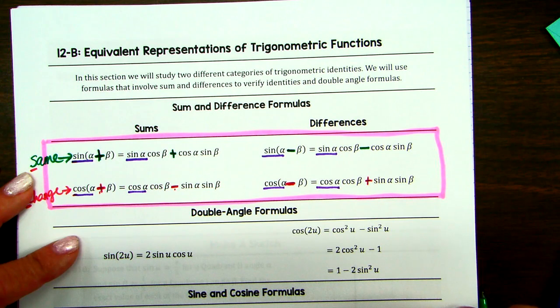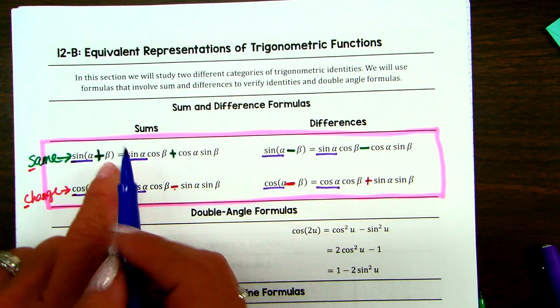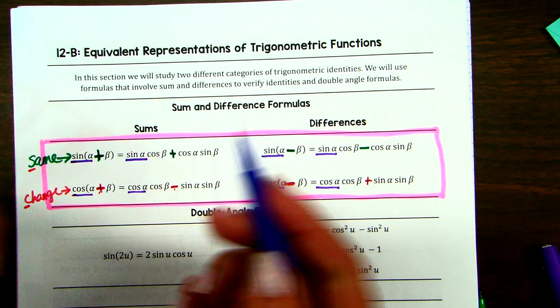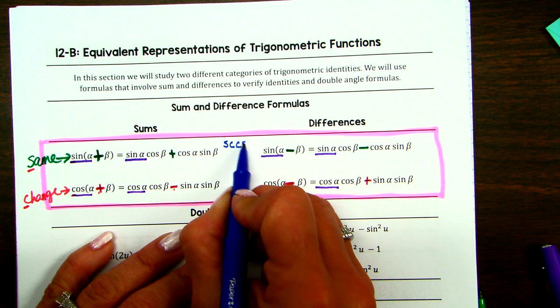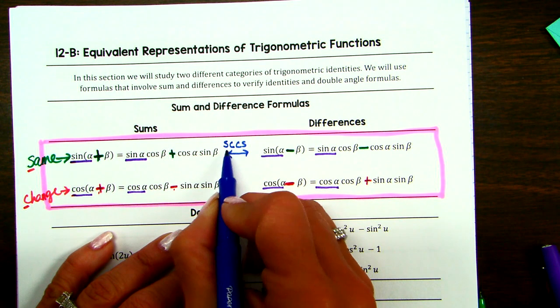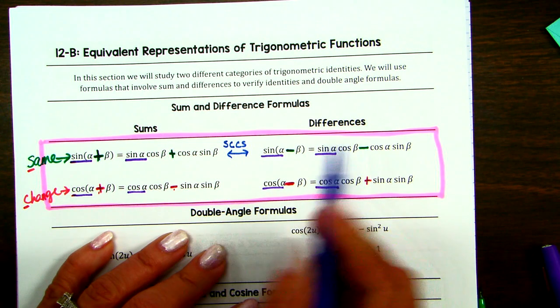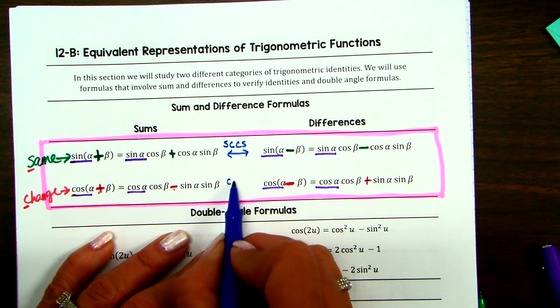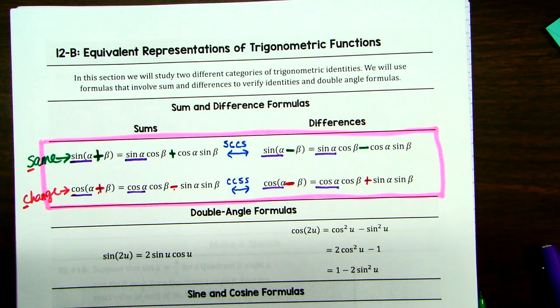And the last thing is the order within the problem. So see how this is sine, cosine, cosine, sine? One person in my group said, just teach them this letter setup. SCCS: sine, cosine, cosine, sine. And then with cosine, it's CCSS, and that's fine. I love to pass on things that people share with me that might help this person and that person.